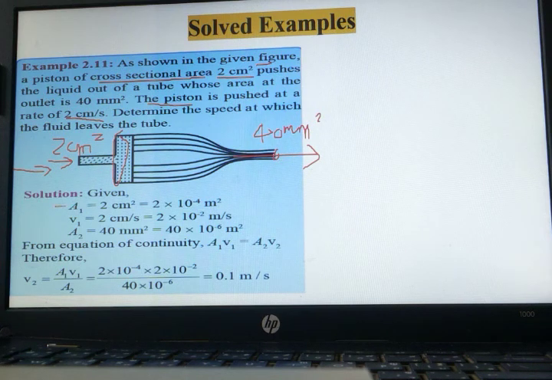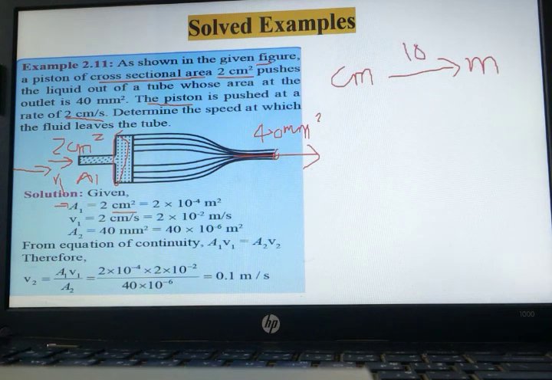So let us start. The area of this piston is considered as A1 and the velocity of this piston is considered as V1. The area of this piston is 2 cm². Centimeter is not an SI unit, so we have to convert centimeter to meter. For converting centimeter to meter, we multiply by 10 raised to minus 2, but this is centimeter square, so ultimately it will be 10 raised to minus 2 whole square, so 10 raised to minus 4. Therefore we have written 2 into 10 raised to minus 4 meter square.